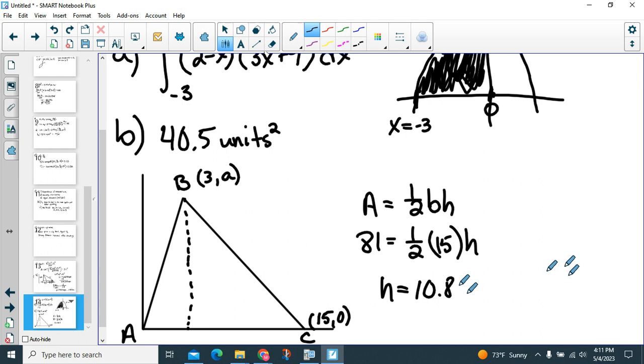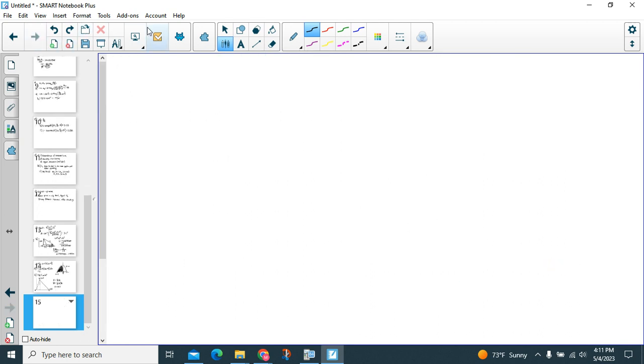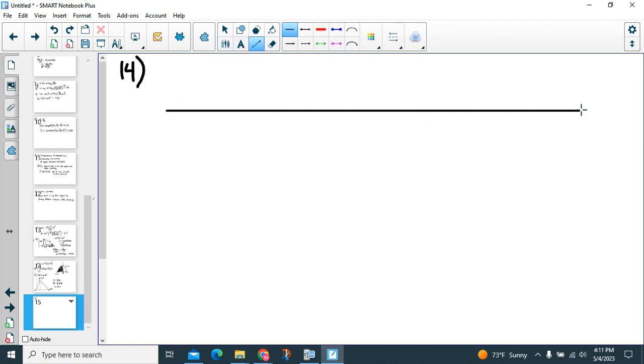All right, last but not least, number 14. They give us a table here.